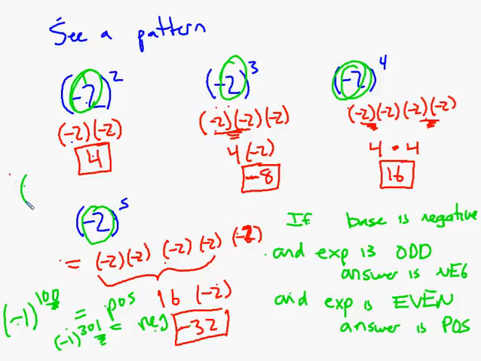If I had negative 1 to the 1002, is my answer positive or negative? Positive. Why? Because my exponent is even. Notice it's not because the exponent is negative. It's because the exponent is either even or odd. So what if I had negative 1 to the 1005? Is my answer positive or negative? Negative. The base is a negative 1, because 1 times 1 times 1 times 1 times 1 is simply 1.